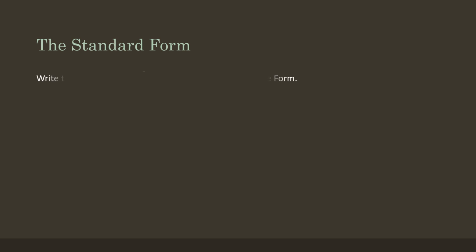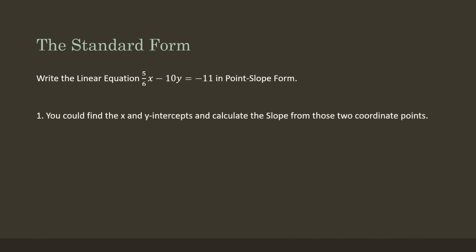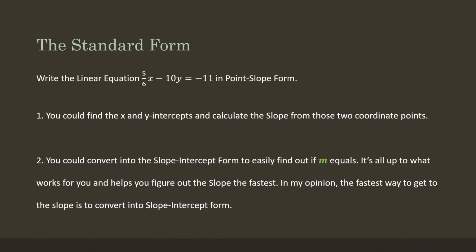Example 6. Write the linear equation 5/6 x - 10y = -11 in point-slope form. This conversion is a little bit more of a challenge because we need to find the slope. There are a couple of ways to go about doing that. 1. You could find the x and y intercepts and calculate the slope from those two coordinate points. 2. You could convert into the slope-intercept form to easily find out what m equals. It's all up to what works for you and helps you figure out the slope the fastest. In my opinion, the fastest way to get to the slope is to convert into slope-intercept form.